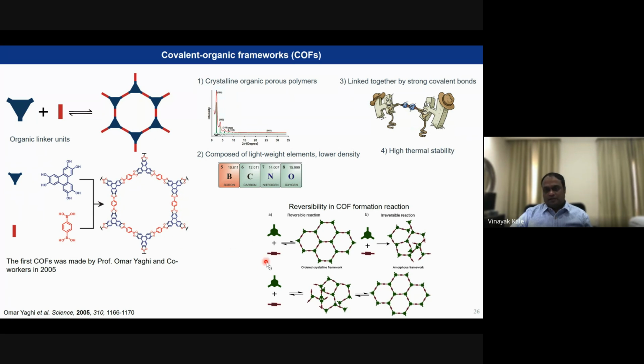The reversibility in COF formation can be used to make the framework more crystalline according to our choice or the properties we intend to achieve.